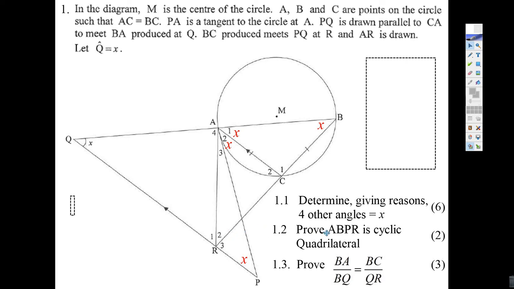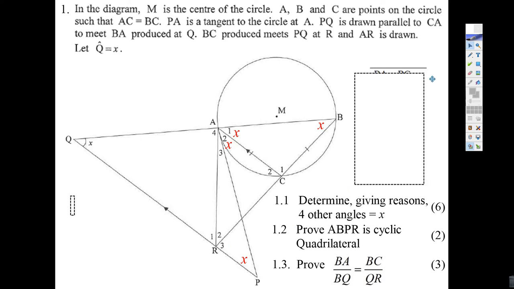The first thing now we're going to prove is that ABPR is a cyclic quadrilateral. Well, we can say it's a cyclic quadrilateral because angle B is equal to angle P. And that is, equal angles on the same segment force ABPR to be a cyclic quadrilateral.